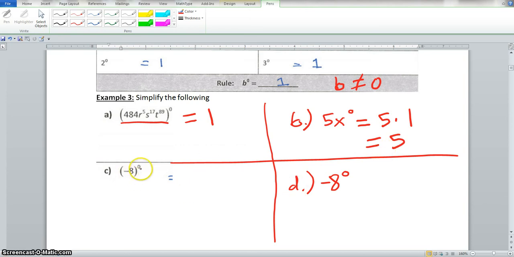Now we have negative 8 to the 0 power. Now all of this inside this parenthesis is taken to the 0 power. This does not equal 0, so your final answer here would be 1. Now we have D. We have negative 8 to the 0 power. Now when you look at this problem here, the only thing taken to the 0 power is the 8, not the negative sign. So we will bring the negative sign down, and 8 to the 0 power is 1. So that is your final answer.